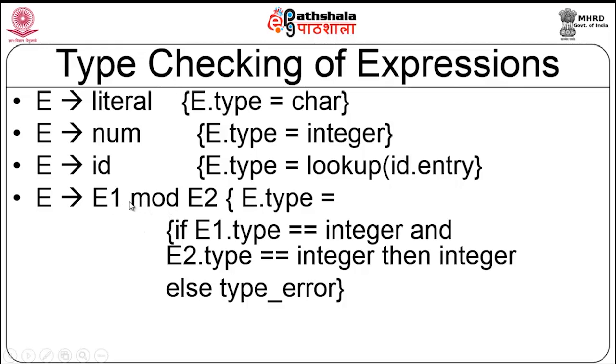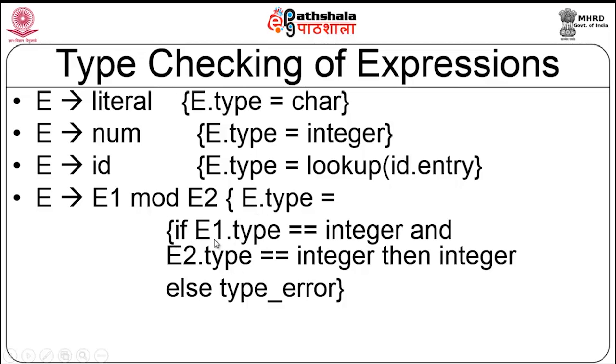So I can compute the mod only if E1 is an integer and E2 is also an integer. Correct? So if E1 is an integer and E2 is an integer, I can compute the modulus of these two integers, and what will mod return basically? Mod returns the remainder of E1 and E2 after division. So the LHS will also be of type integer. So how do I formulate that as a rule?